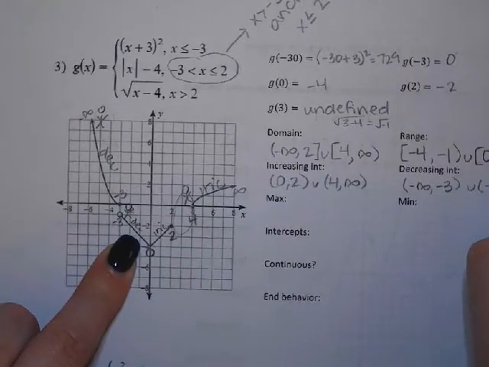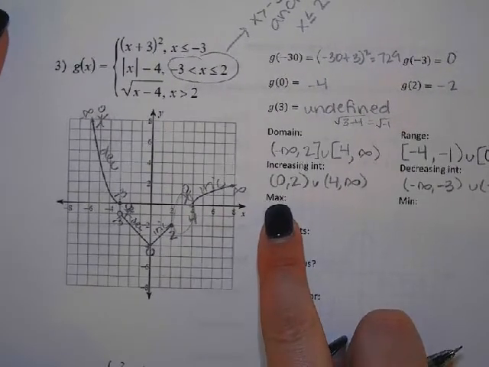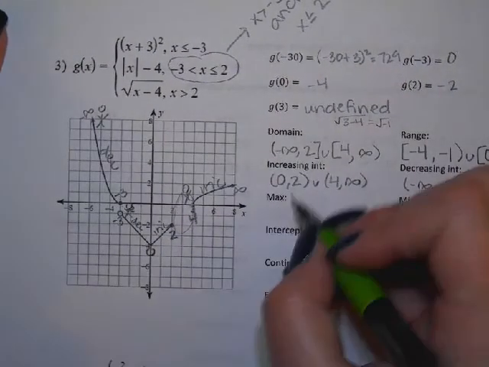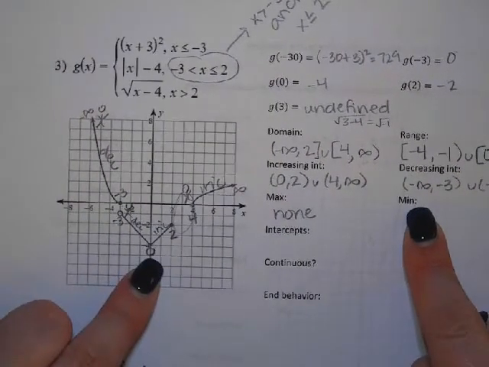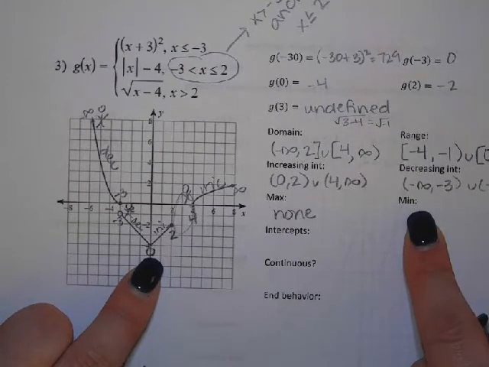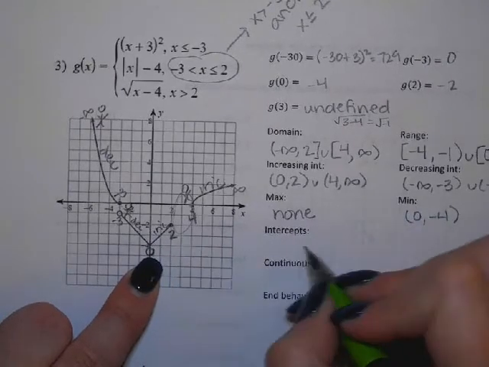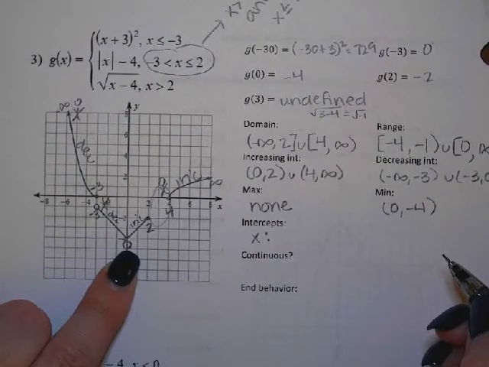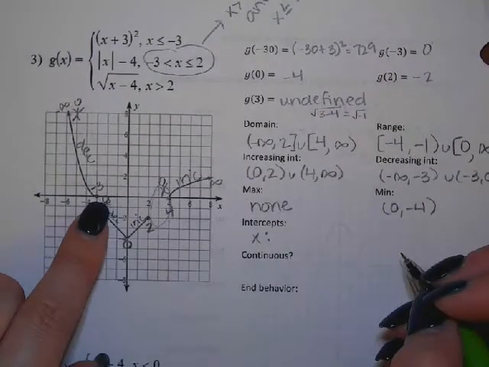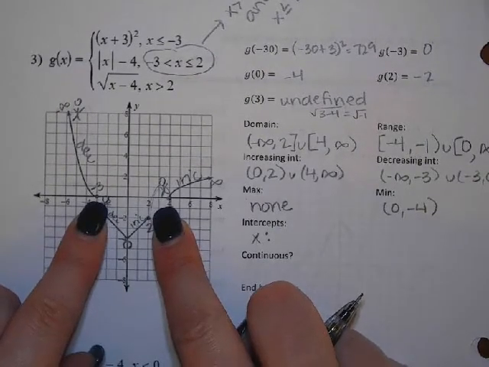-3 to 0. Okay. Max, is there a mountaintop in the picture? No. Is there a valley in the picture? Yes, it's a very sharp valley. What do I write for that? (0, -4). Good. I got the points. Okay. X-intercepts, I see 2 of them. And I also see a y-intercept. So what are my x-intercepts?